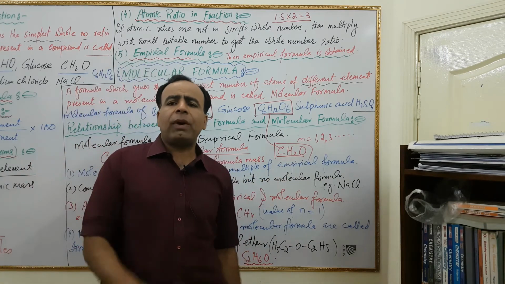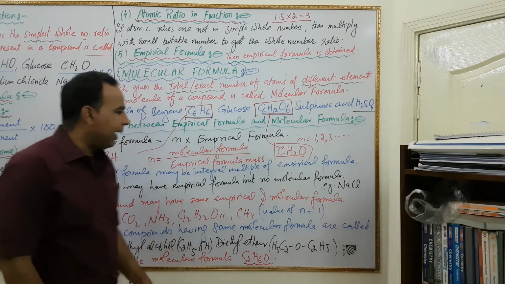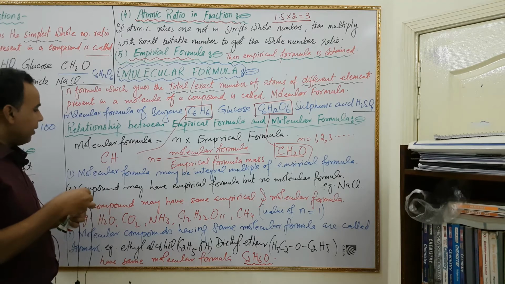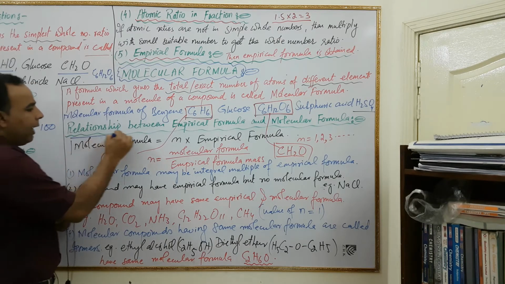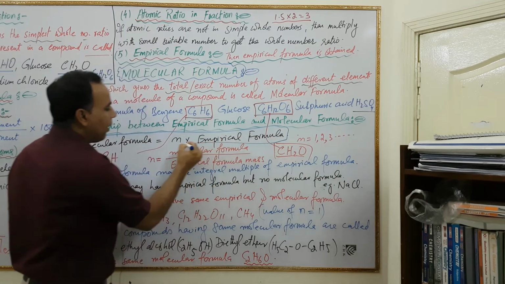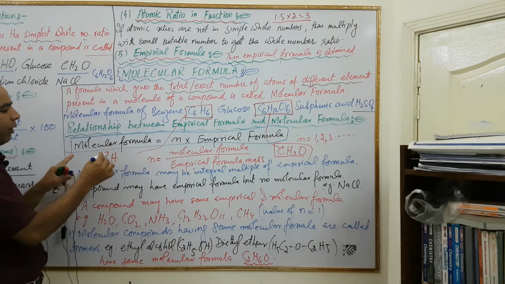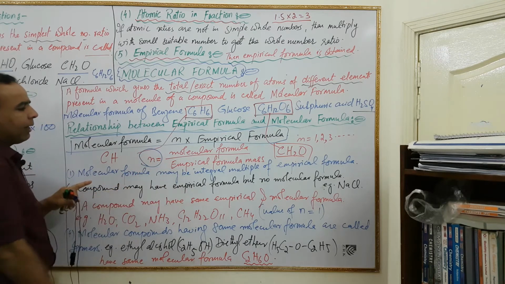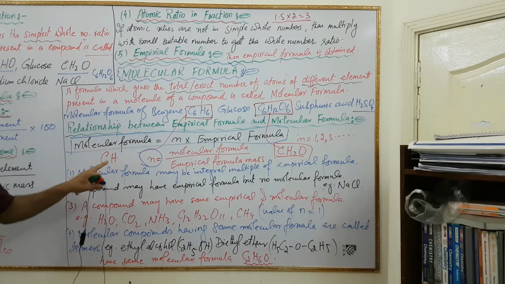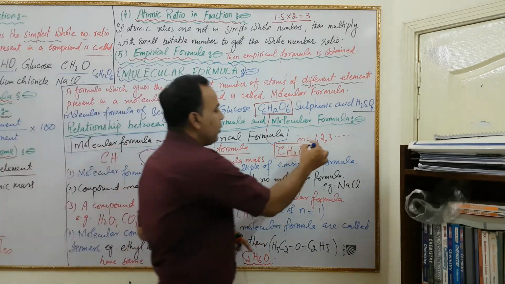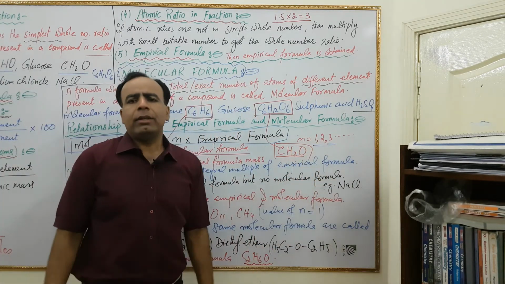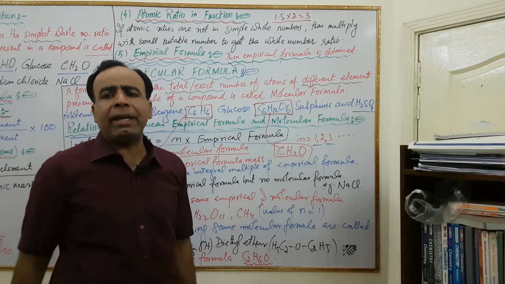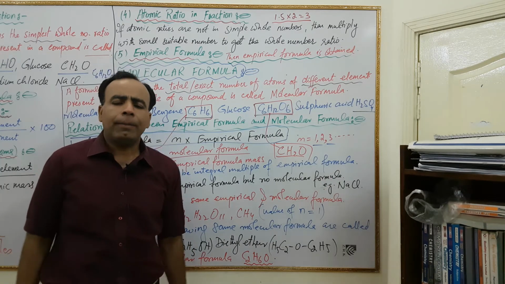So, molecular formula is related to empirical formula as follows: molecular formula is equal to n multiplied by empirical formula. If we want to find the value of n, then molecular formula mass is divided by empirical formula mass. So the n value is 1, 2, 3, 4, etc. Dear students, n shows the ratio of molecular mass and empirical formula mass.